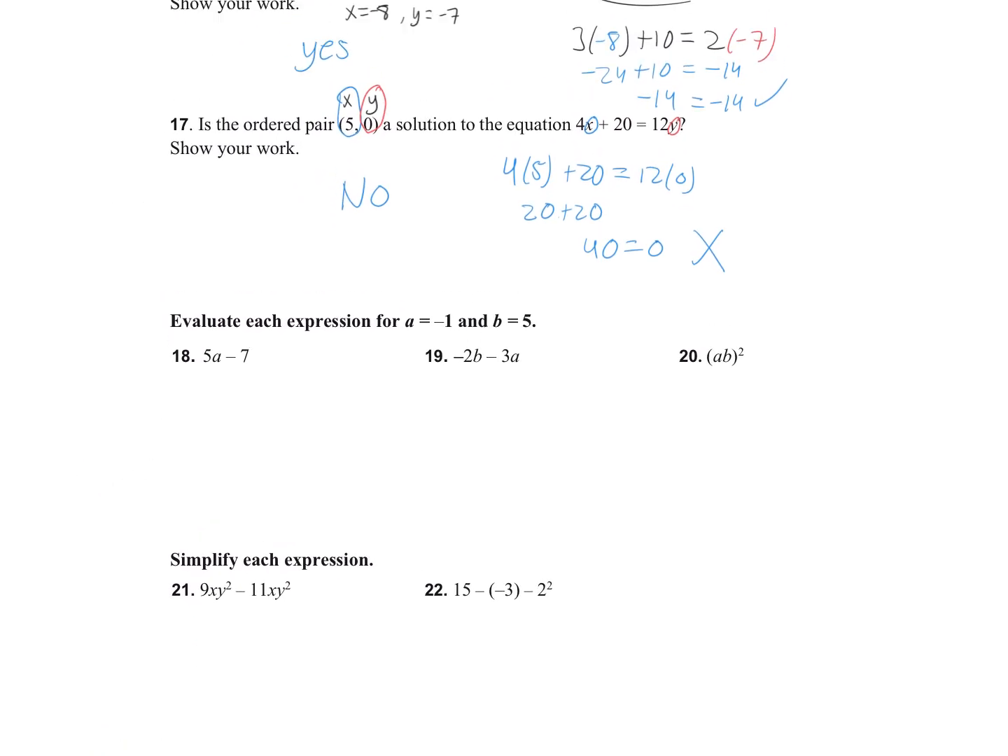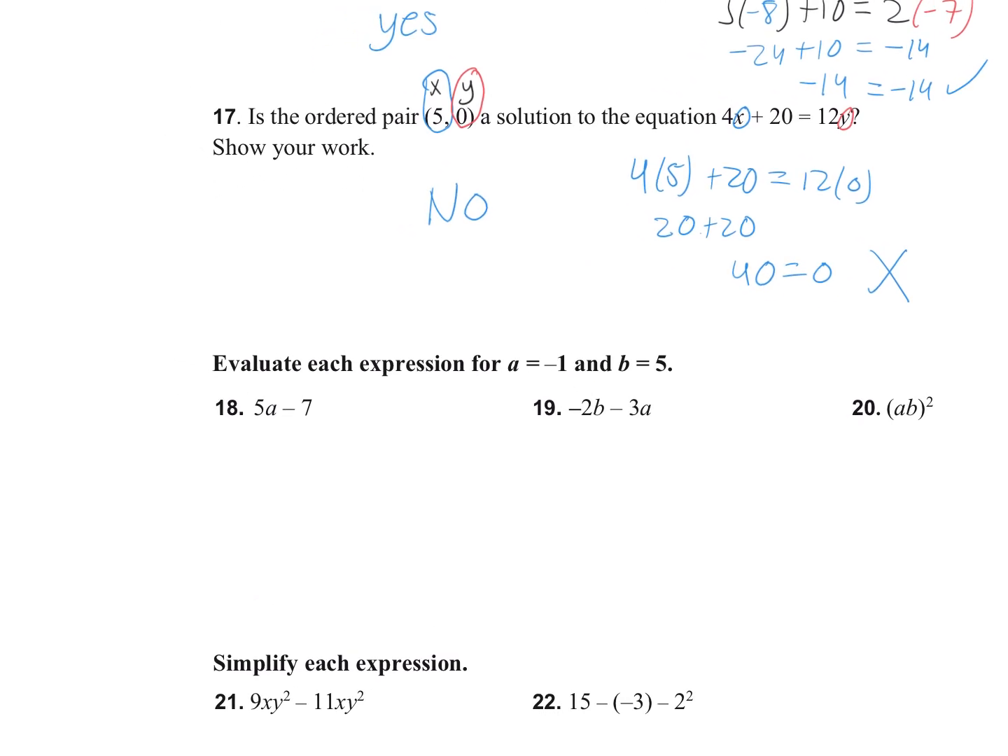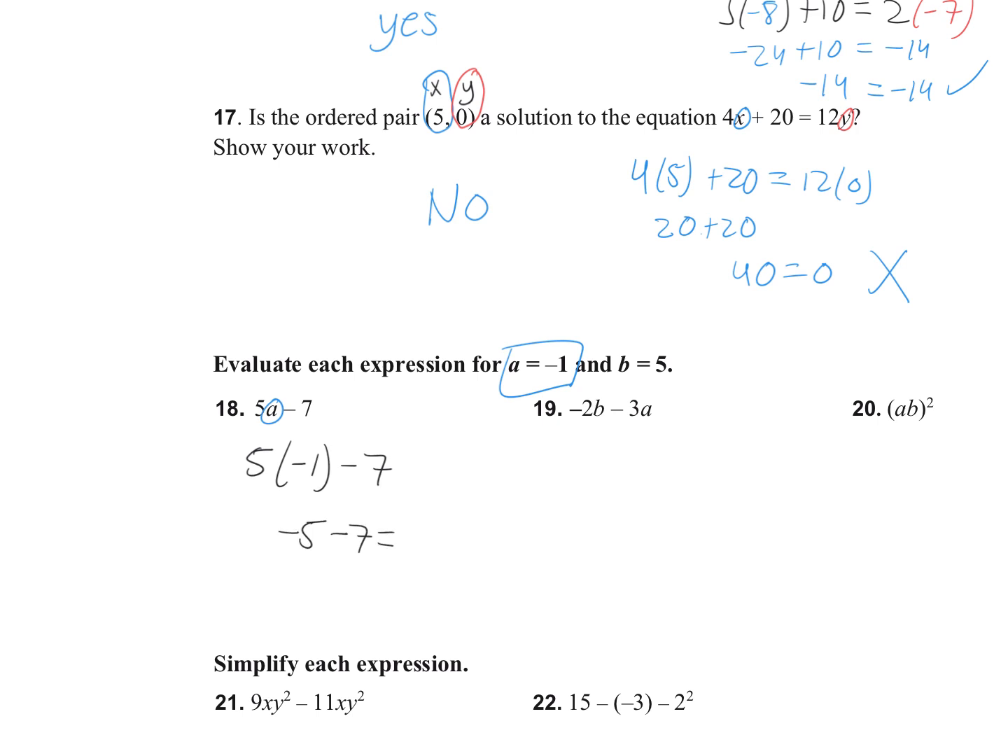And now the rest of this should be pretty simple, right? So for number 18, same thing, right? For 18, 19, and 20, they just give you these values right off the bat, right? So for a equals -1, you're just going to plug in a -1 wherever you see an a, right? So then 5 times -1 minus 7, and then just do your order of operations. So 5 times -1 is -5, minus 7 is -12.